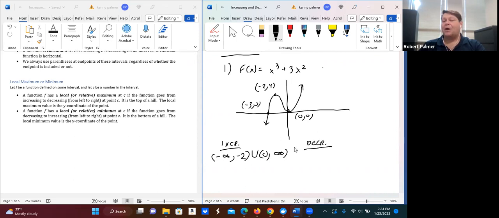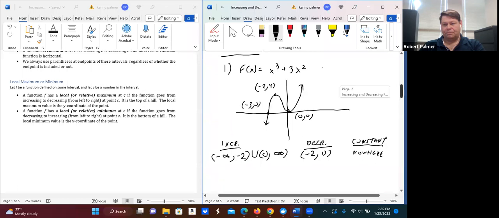Okay. Now, where is it decreasing? Decreasing means going down from left to right. So we can see there's just one interval where it is. So starting here at -2, it starts decreasing, starts going downhill. And it stops here at 0. So it's decreasing from -2 to 0. All right. Now, what about constant? Well, in this case, this function isn't constant anywhere. Okay. So here we just simply say nowhere. It's not constant anywhere.